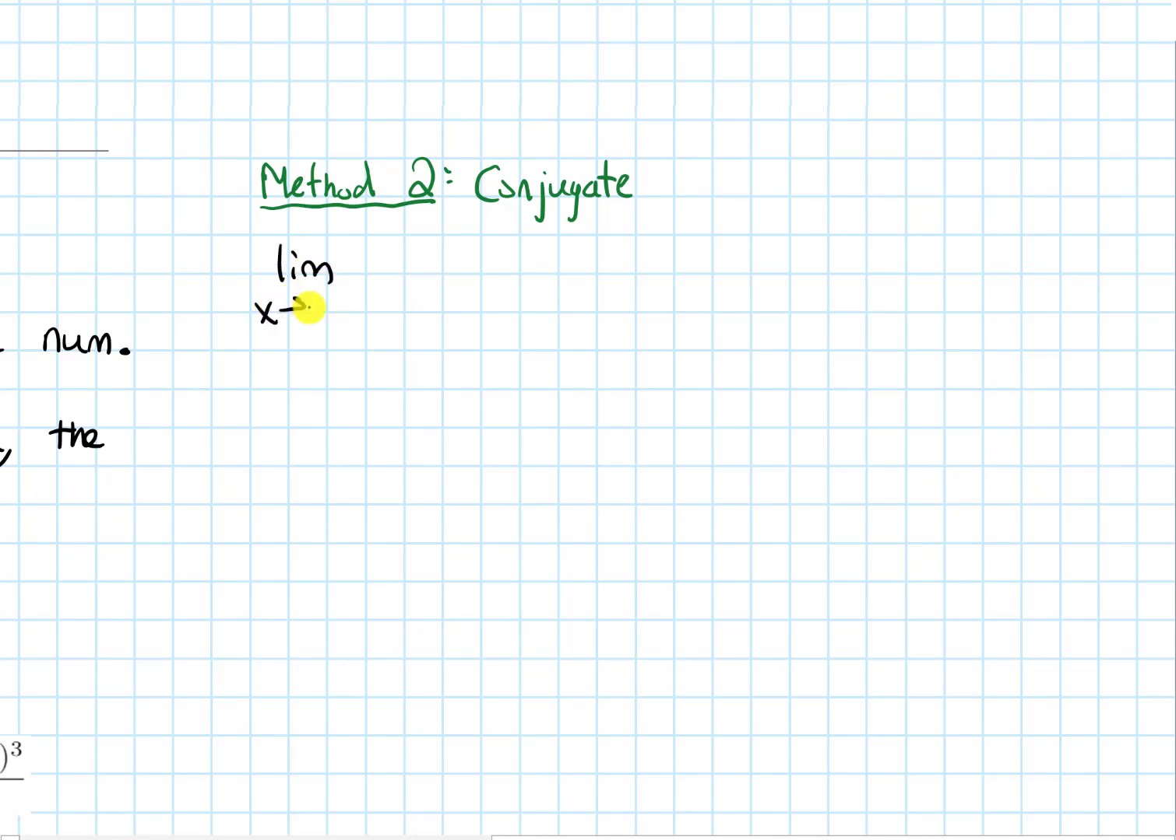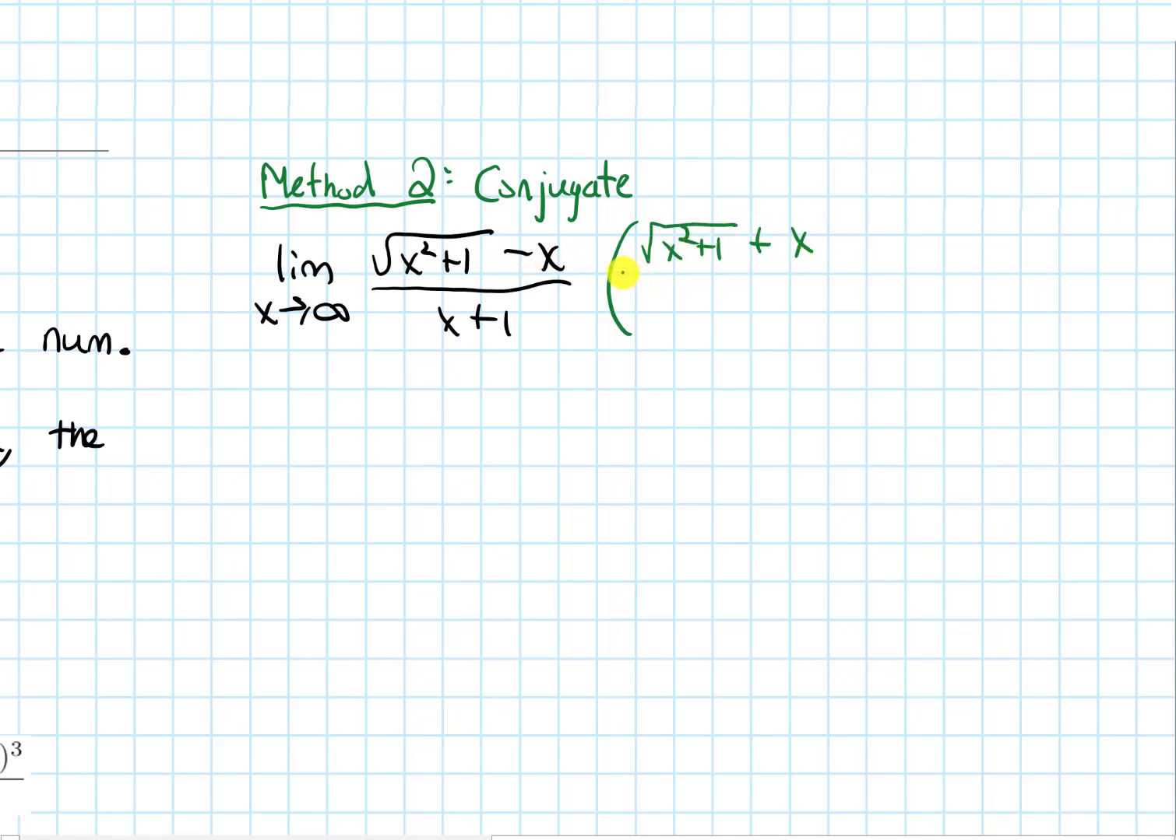So I have the limit as x approaches infinity of root x squared plus 1 minus x over x plus 1. So let's multiply this by the conjugate on the top and the bottom. So the conjugate would be the square root of x squared plus 1 plus x. Whatever I multiply by on the top, I've got to multiply by on the bottom. So root x squared plus 1 plus x down here as well.